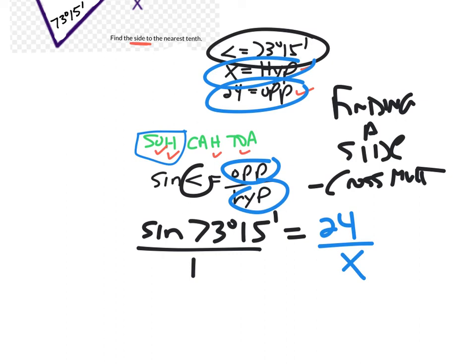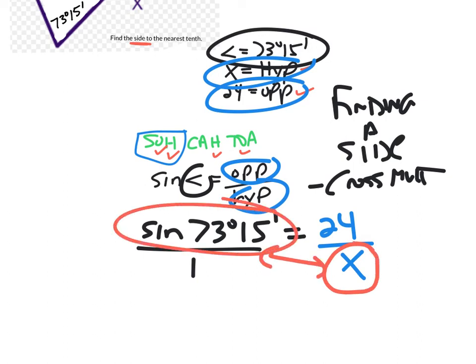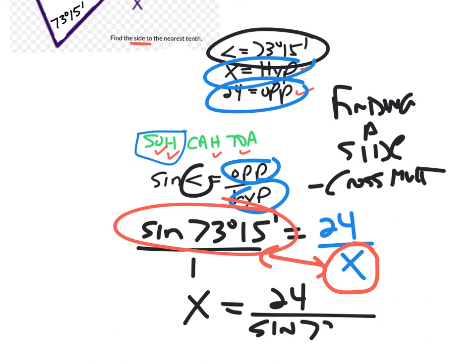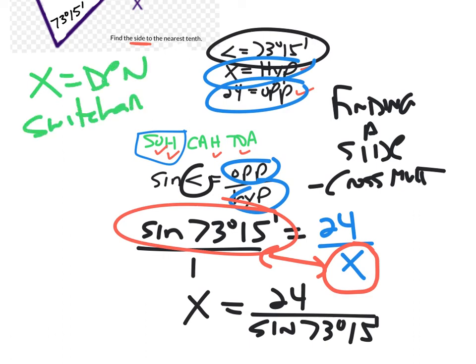Now we're going to cross multiply, but since what we're solving for is in the denominator, I'm going to use the switcheroo. I'm going to basically take the sine of 73/15 and switch that with the x. This is how you cross multiply. So here I'm going to have x equals 24 over the sine of 73/15. When the x is the denominator, you use that switcheroo rule, where you take the x, take your trig function, and switch them up.